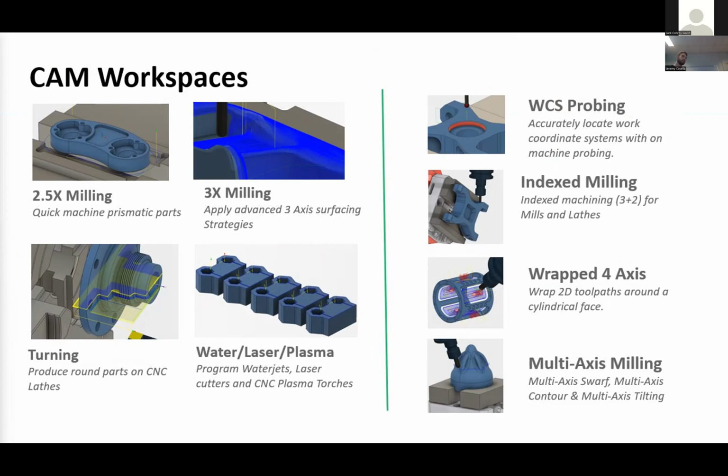We've got turning. We're making round parts in that bottom left portion. We've got water and laser cutters. That's 2D cutting. So if you're trying to cut a piece of sheet metal out, carbon fiber, something like that. And then we have some more advanced things like probing. We can move a part in 5 axes to get to the different side. That's what we call indexed milling. We can wrap 4th axis. And that's when we're moving that tool path basically around a moving cylinder.